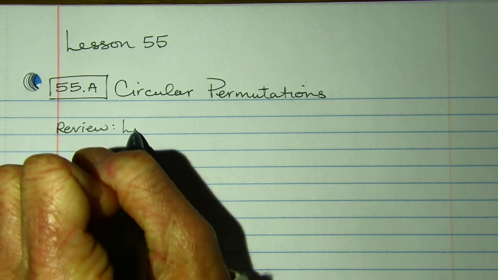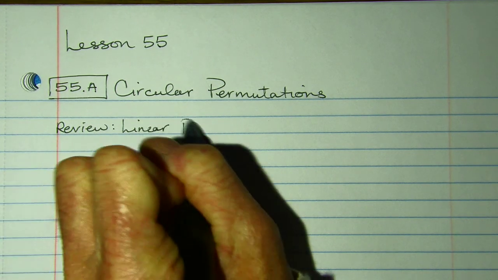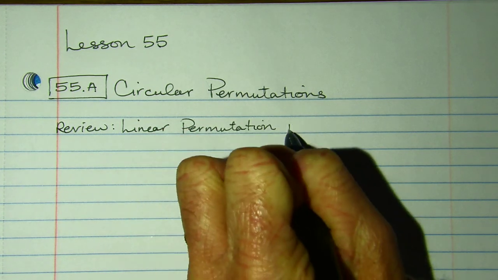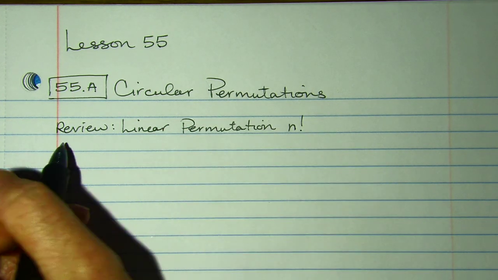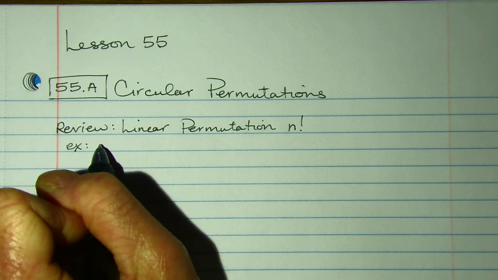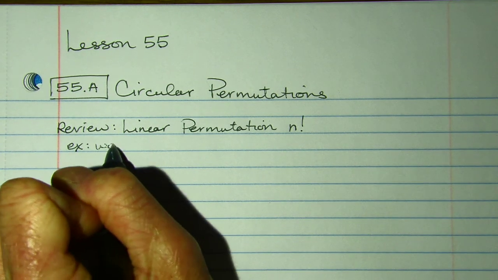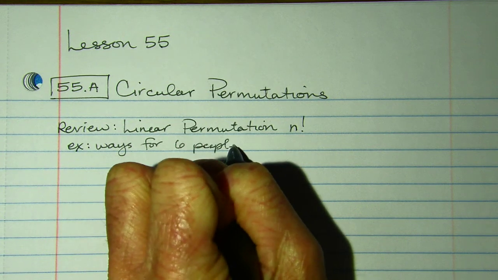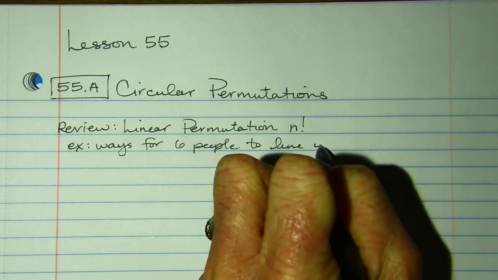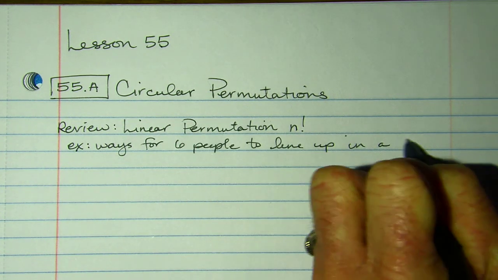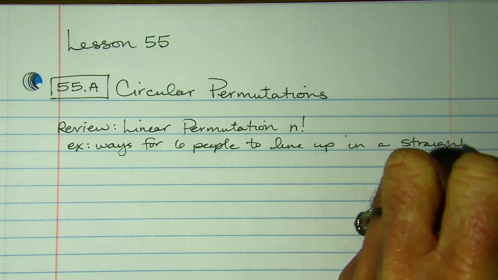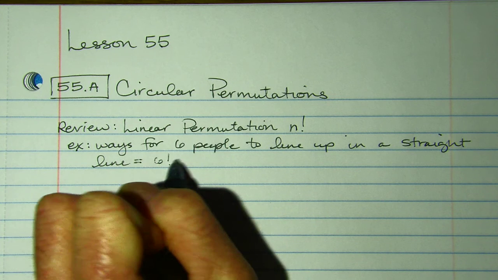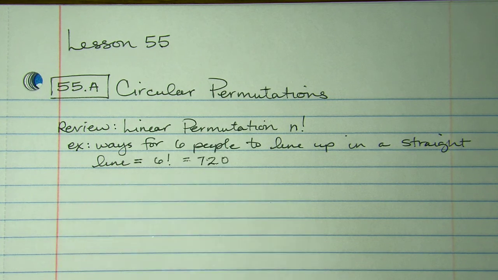When I have a linear permutation, then it's just the number of people factorial. For example, the number of ways for 6 people to line up in a straight line equals 6 factorial, which I believe is 720.